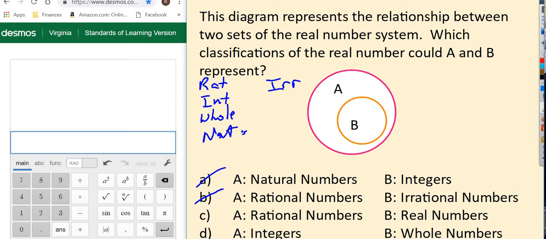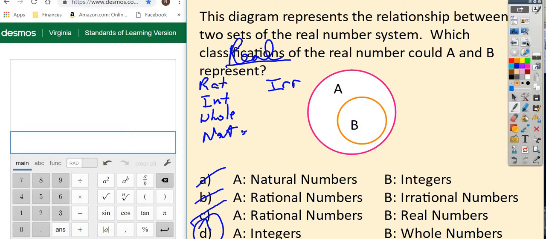The next one says rational numbers. If it's a rational number, it includes real numbers. Well, real is actually the title at the top, so that doesn't look right. And then integers include whole numbers. That is true. Integers do include whole numbers, so your answer there would be E.